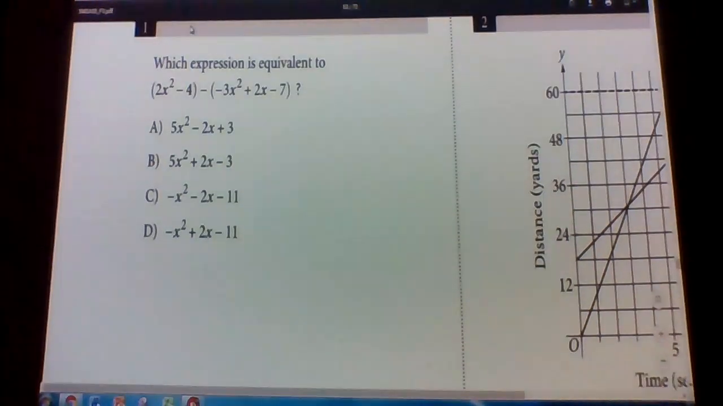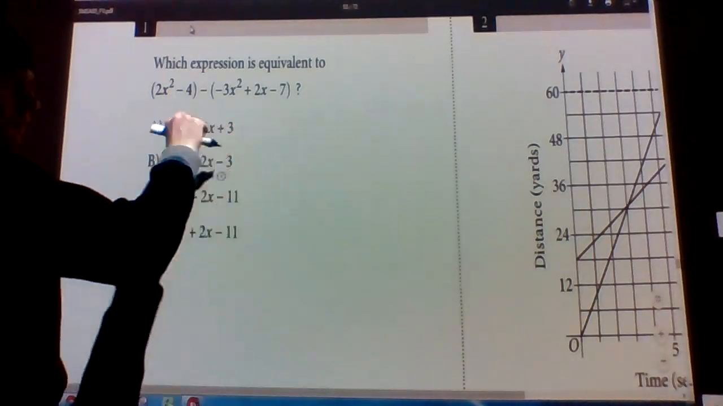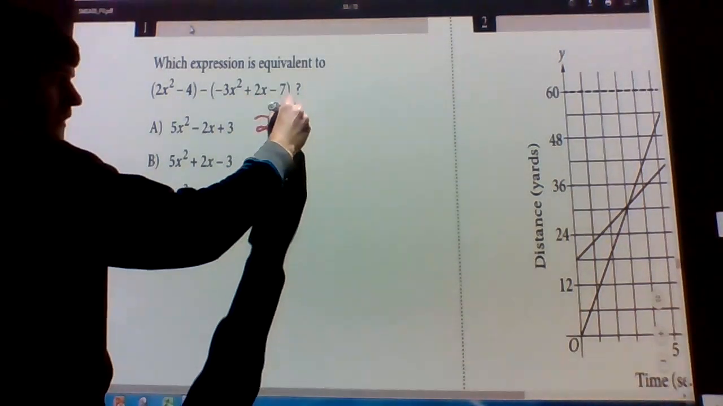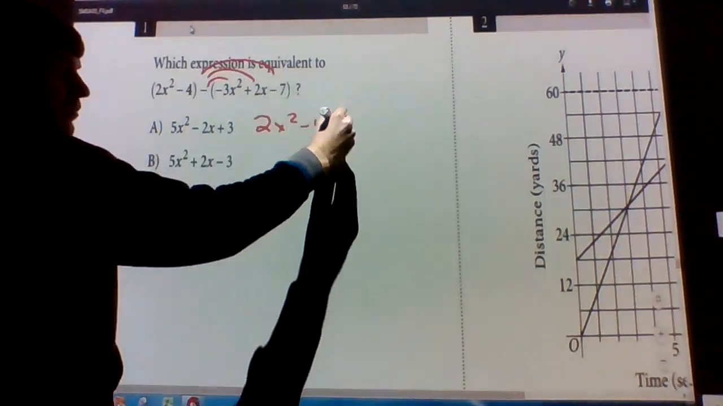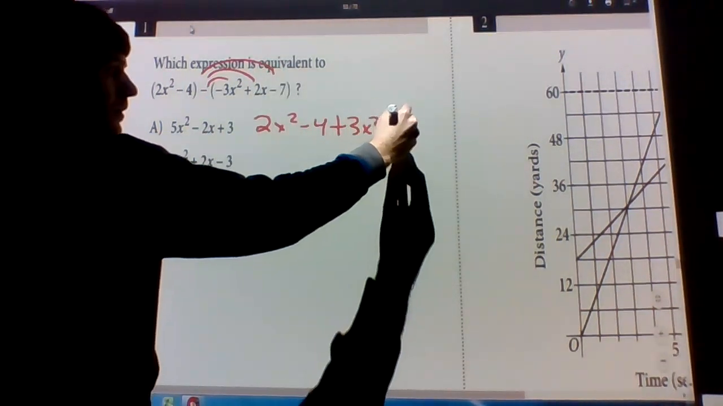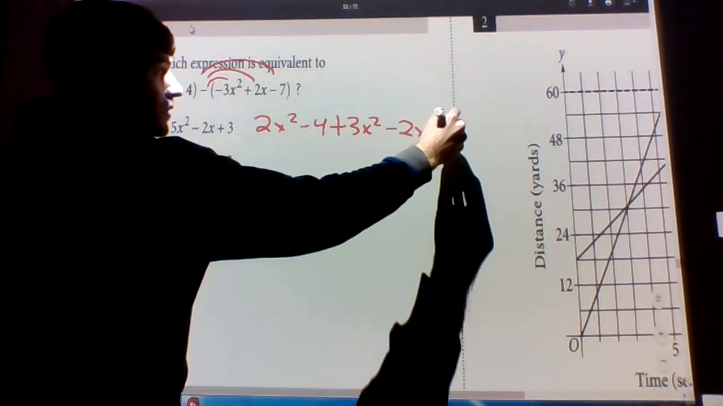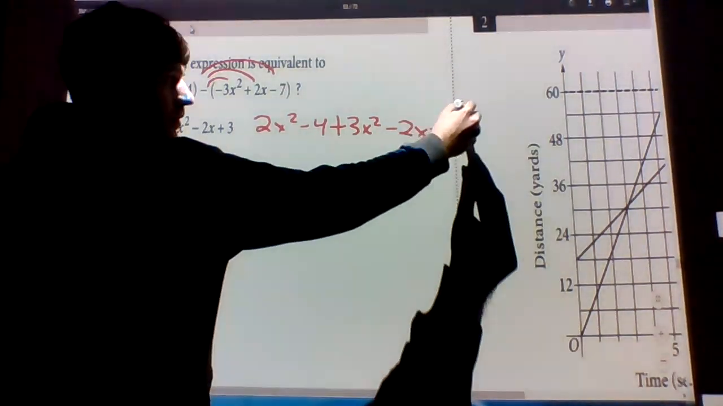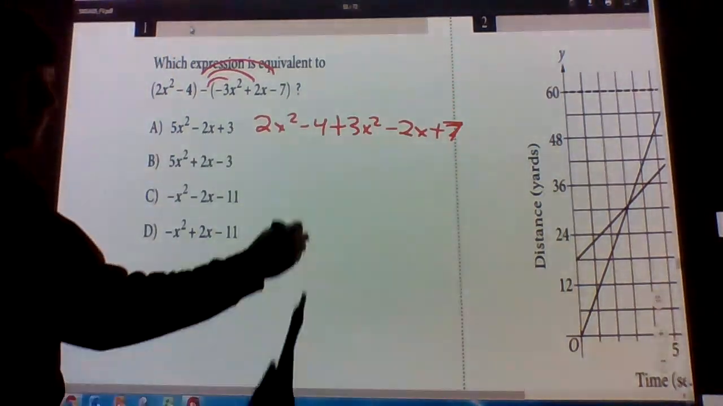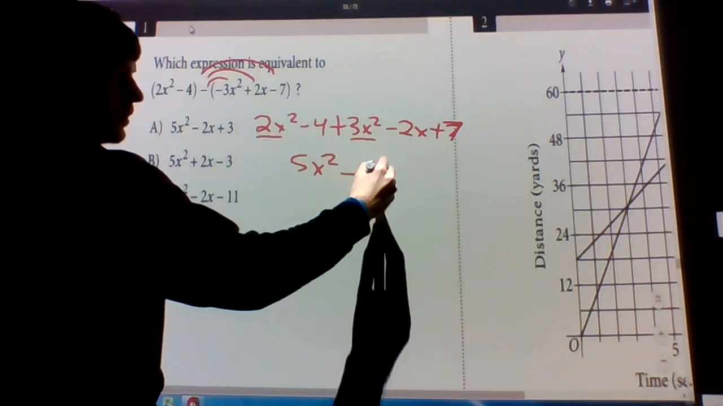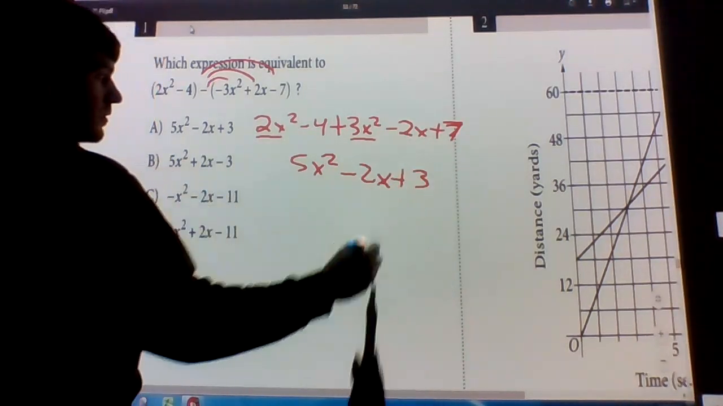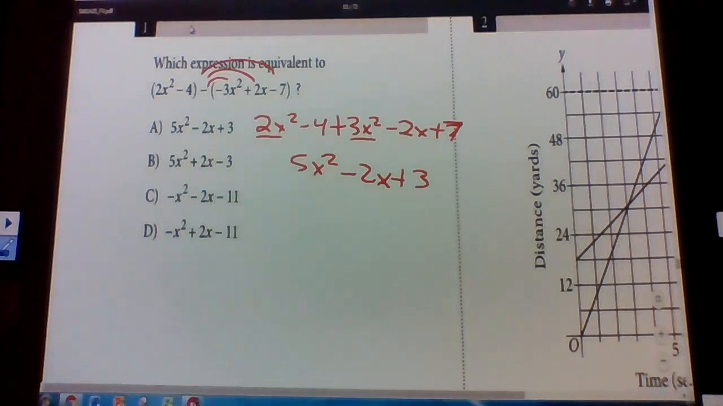Okay, which expression is equivalent? Again, this is a pretty simple one. We can use the Boolean check, but if we do it out by hand, you would have 2x squared minus 4. You've got to distribute the negative, so you would have plus 3x squared minus 2x plus 7. Okay, and then that's 5x squared minus 2x plus 3, which is going to be answer choice A.